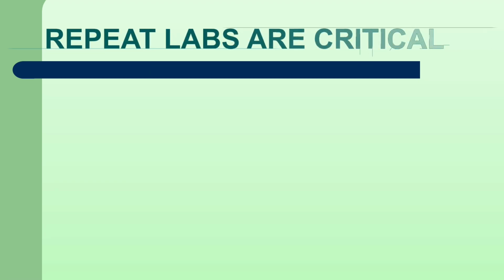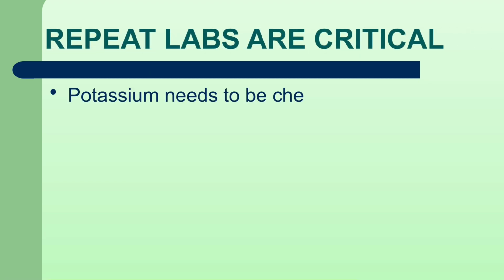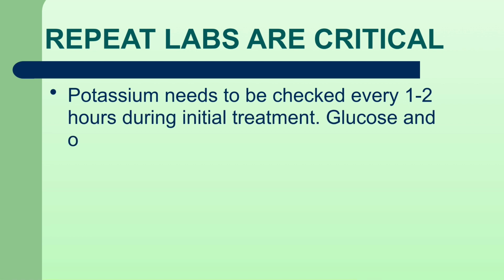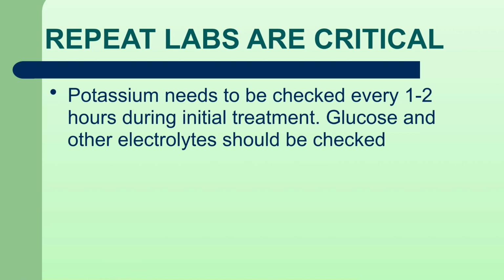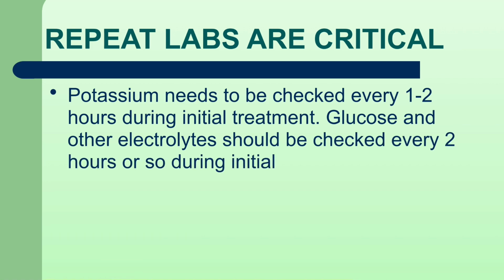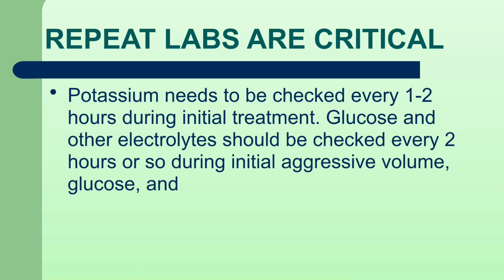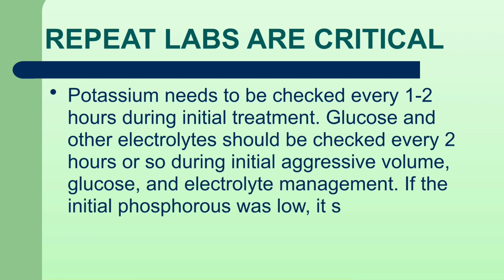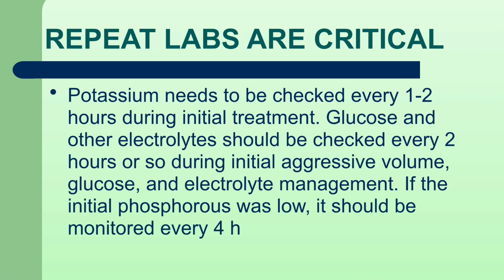Repeat labs are critical. Potassium needs to be checked every 1 to 2 hours during initial treatment. Glucose and other electrolytes should be checked every 2 hours or so during initial aggressive volume, glucose, and electrolyte management. If the initial phosphorus was low, it should be monitored every 4 hours during therapy.